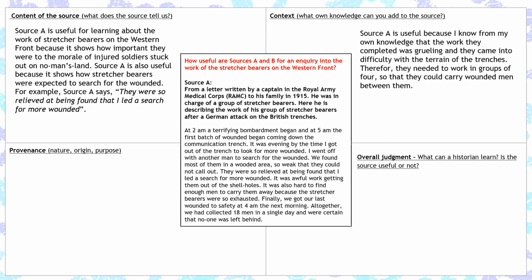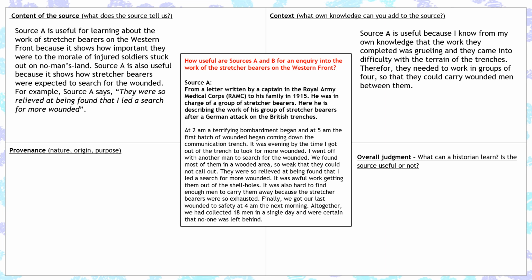So let's have a little look at what I've put. Source A is useful because I know from my own knowledge that the work they completed was gruelling and they came into difficulty with the terrain of the trenches. Therefore, they needed to work in groups of 4 so that they could carry wounded men between them. So I've picked up a little bit on the source how it says that there was quite a team of men working together, and I know from my own knowledge that men would work in groups of 4 so that they could have 2 people, one at the front of the stretcher and one at the back, or they could have 2 people at the front of the stretcher and 2 people at the back and keep swapping so that the stretcher bearers didn't become too exhausted. So I've picked up a little bit about how we worked in a team, and then I've given my own knowledge to back it up and said that that actually makes the source useful because I know that it's accurate.